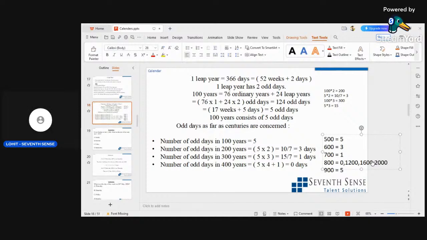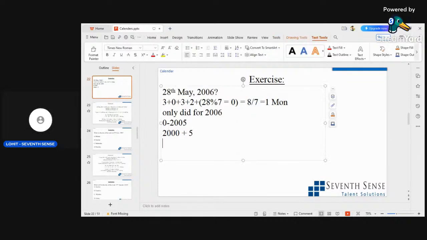So the answer of this which I have asked you, where is it here? So this one will be 0 plus, for 5 years, how many odd days? In 5 years, how many leap years are there? One leap year is there, so I will multiply this by 2. And then how many ordinary years? 4 are the ordinary years, so I will multiply it by 1.